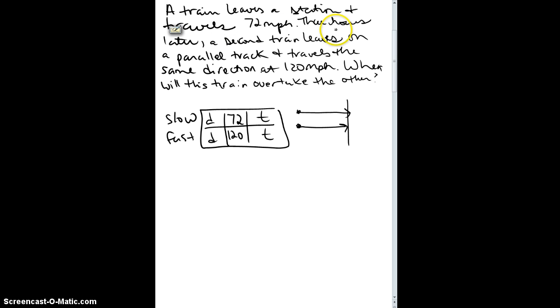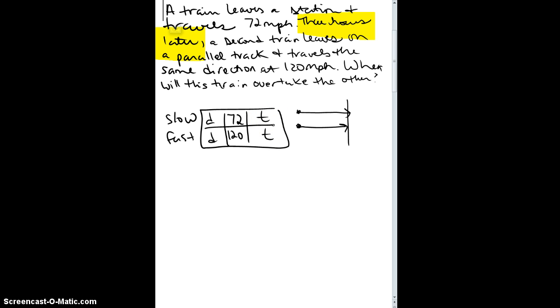It says, let's see, 3 hours later. So if you read right here, 3 hours later. So obviously the time cannot be the same because it left 3 hours later. And then down here it talks about they travel the same direction. When will this train overtake the other? So if they're overtaking, the distance is actually the same. It's the time that's the problem, right?